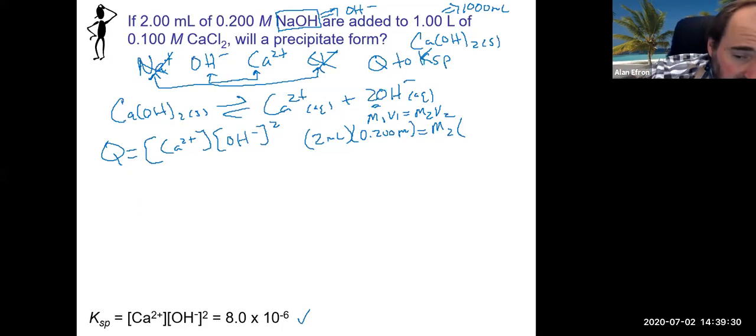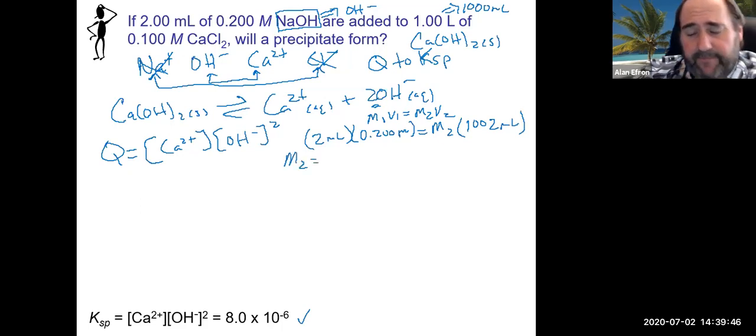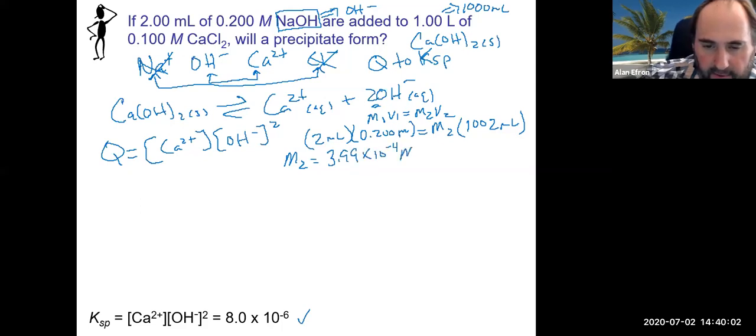You can convert the other one to liters if you want, but you can't mix milliliters and liters, obviously, so you have to convert it. So the total volume is 1,002 milliliters in this case, which means if I solve for M2, I would end up with 2 times 0.2 divided by 1,002 gives me something like 3.99 times 10 to the minus 4 molar. And again, that is our concentration of hydroxide in this case.